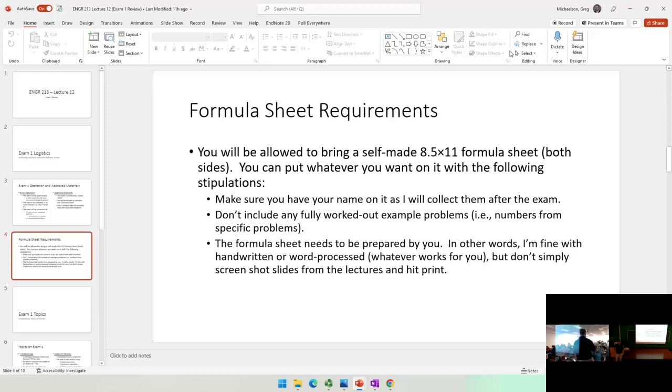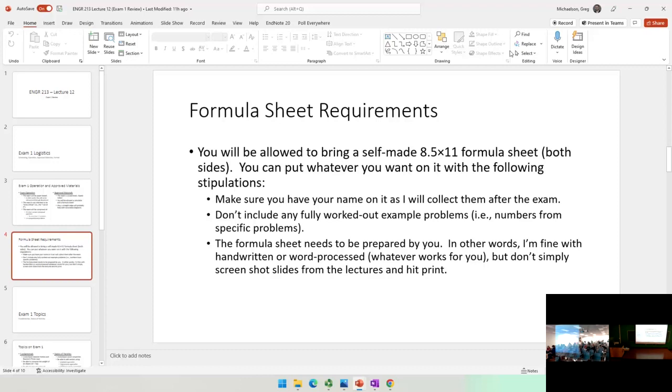First off, it's 8.5 by 11. It's front and back. You can put whatever you want on it. Okay, except I don't want you to include any fully worked out example problems. That's not for my benefit, more so for yours. Because what will end up happening is you'll be working an exam problem, and then you'll have an example problem on your formula sheet, and I've seen it where students pull values from the problem on their formula sheet, and they get intertwined in the exam problem, and suddenly they're doing their exam problem, and there's values that came out of nowhere, and it actually makes it more difficult.